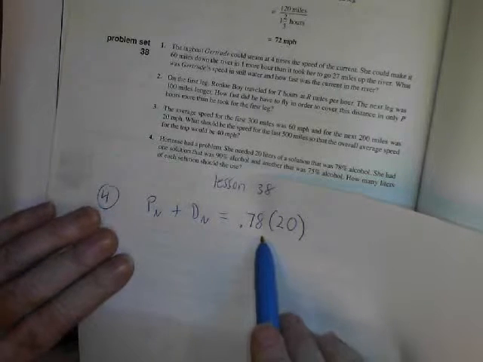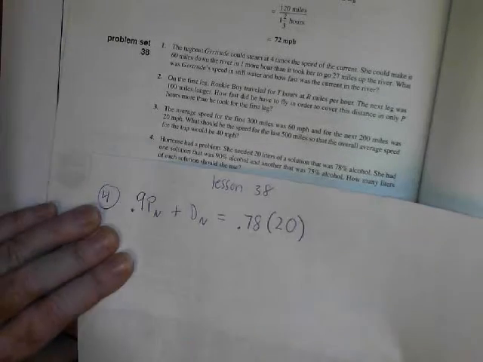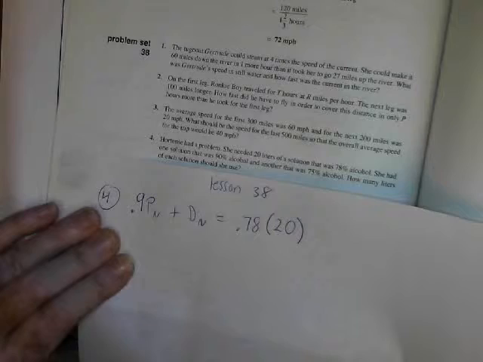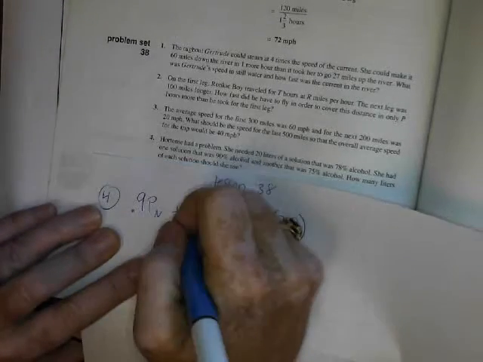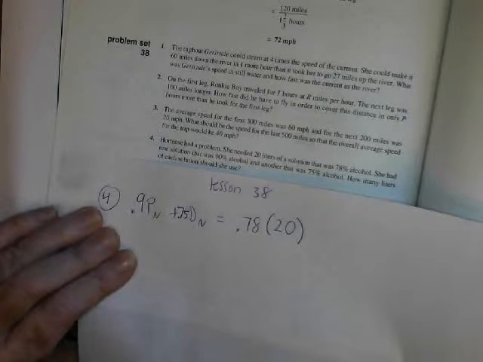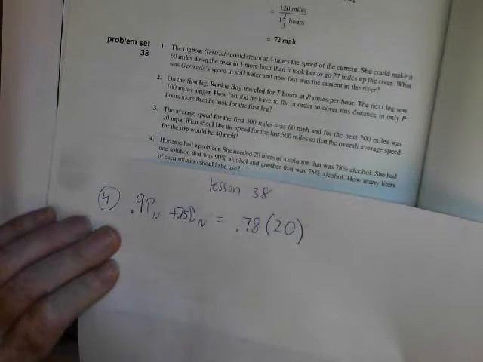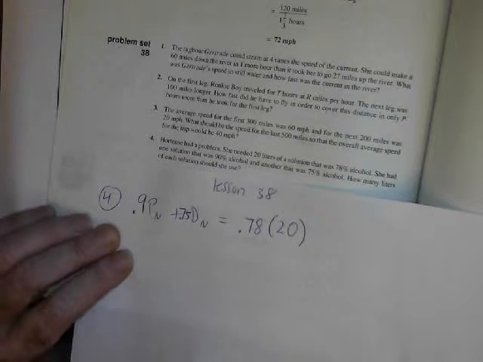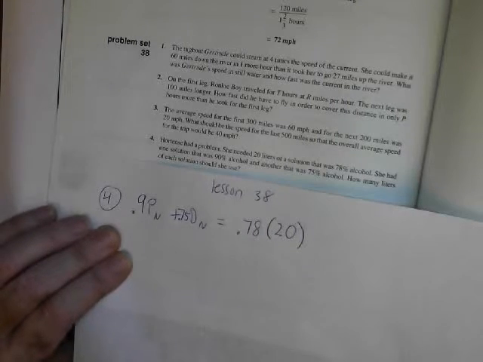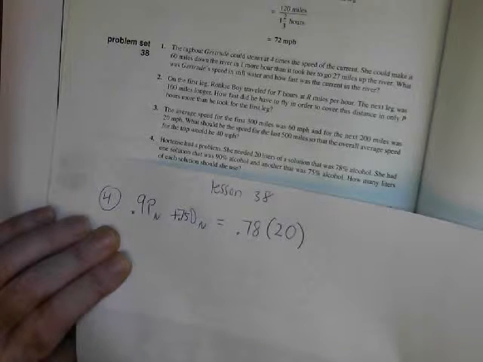Okay, she had one solution that was 90% alcohol, and she had another that was 75% alcohol. How many liters of each solution should she use? Now this one's a little interesting because you guys are used to not having to use two equations. But you see now that we have two unknowns and only one equation.